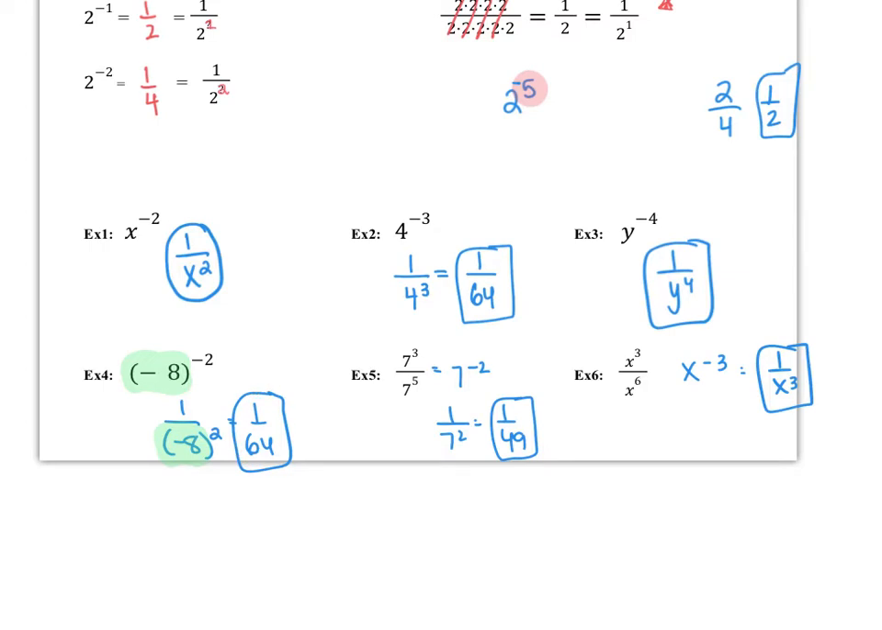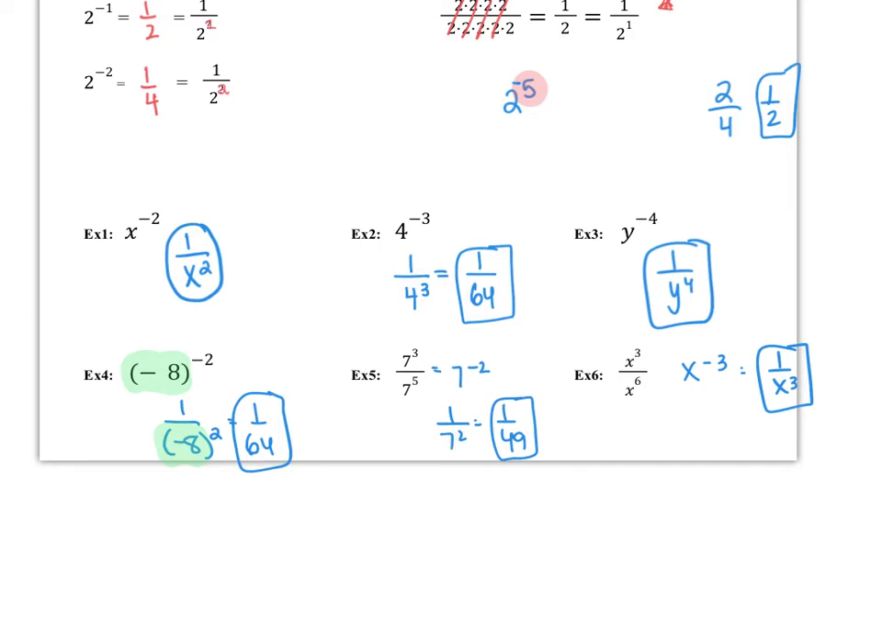On example 5, a couple ways to think about this. One is that since my 7s are dividing, I'm allowed to subtract their exponents. 3 minus 5 is negative 2. But then because 7 has a negative exponent, we're going to bring it to the denominator, and then 7 times 7 is 49. If it's easier to think about this at the start, you can look at how many 7s you have in the numerator and the denominator. I have 3 7s in my numerator and 5 in my denominator. That means I have 2 extra 7s, and those 2 extra 7s are in my denominator. So logically, it would make sense that the 7 squared would be in the bottom of the fraction.